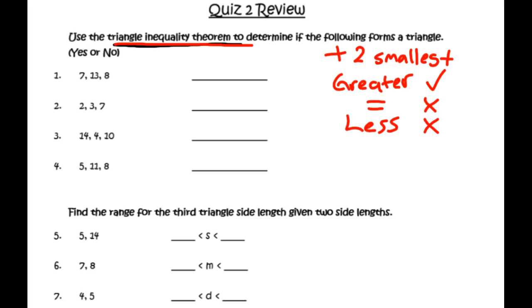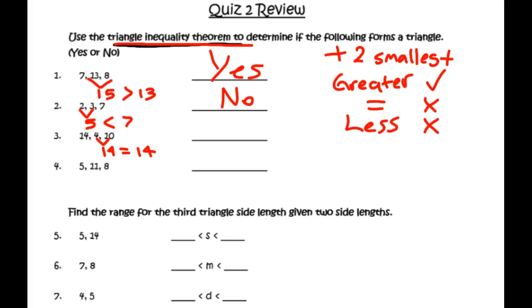Okay, so on number 1, the smaller ones are 7 and 8. 7 plus 8 is 15. 15 is greater than 13, so that's a yes. On number 2, 2 plus 3 is 5, but 5 is less than 7, so that's a no. On number 3, the smaller ones are 4 and 10. 4 plus 10 is 14, and that equals the other side. And this is the one most people miss. But remember, equal is a no. It has to be greater, not equal.